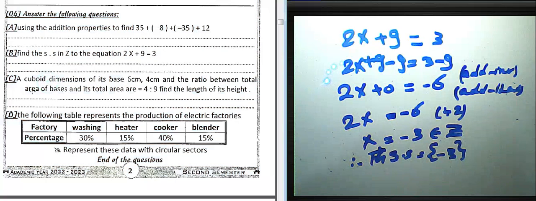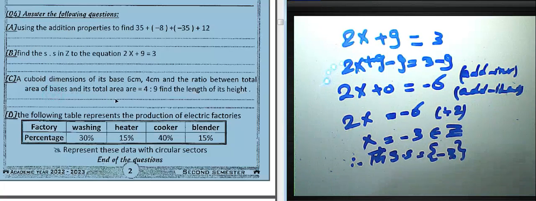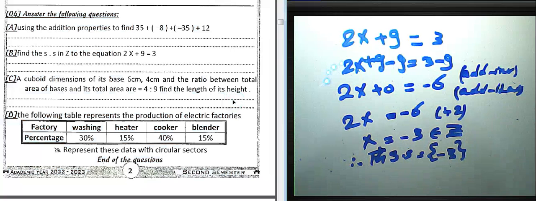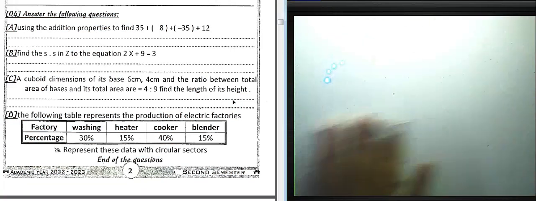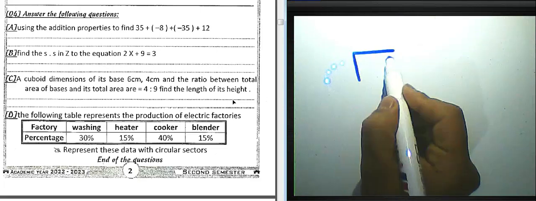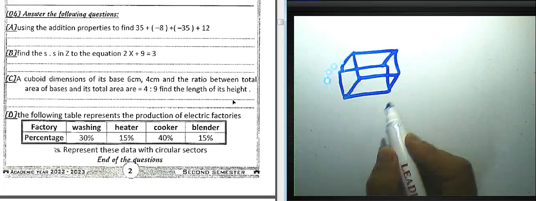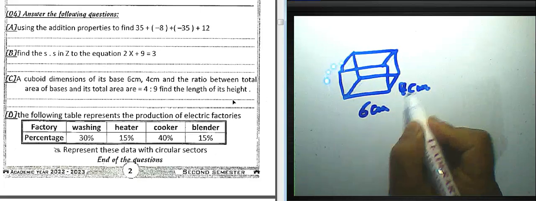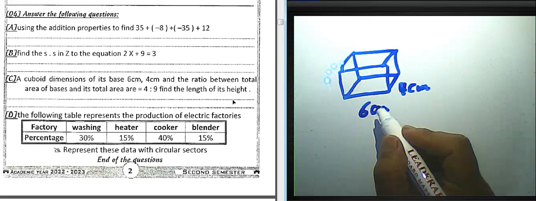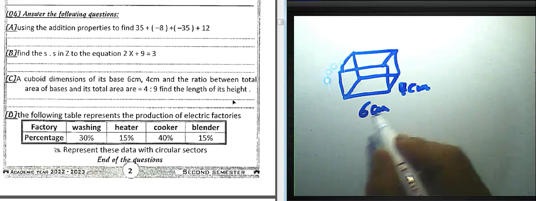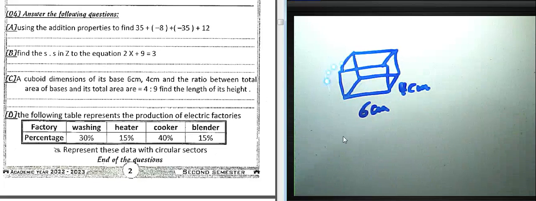Question C. Here, a cuboid has base dimensions 6 cm and 4 cm, and the ratio between the total area of the bases and its total area equals 4 to 9. Find the length of its height. Okay, in this example, read it with me. Cuboid with dimensions of the base 6 cm and 4 cm, and the ratio between the total area of the bases and its total area equals 4 to 9.